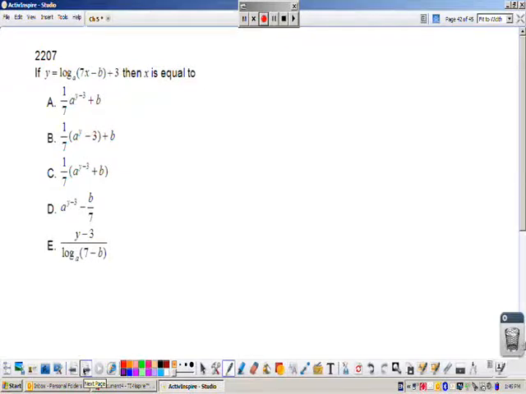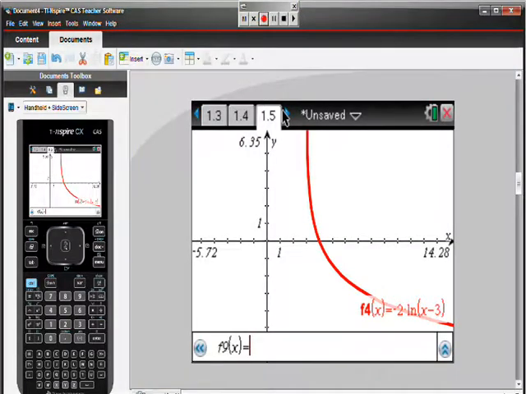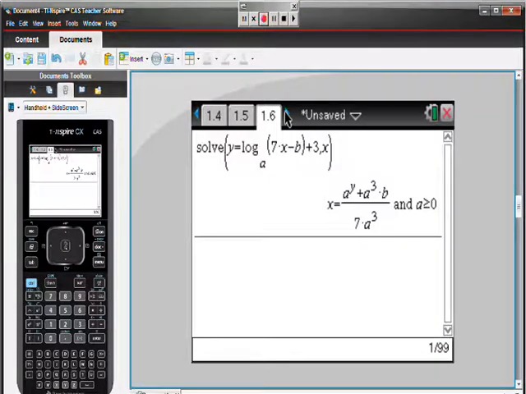Okay, we're going right into the future, the year 2207. And it's one of these questions that's similar to the one we had a couple of slides ago, where we were given an exponential equation and asked to give x in terms of y. This time it's a log. So are we going to use our calculator? Well, what happens when we use our calculator? Yeah, we don't get an answer that matches up.